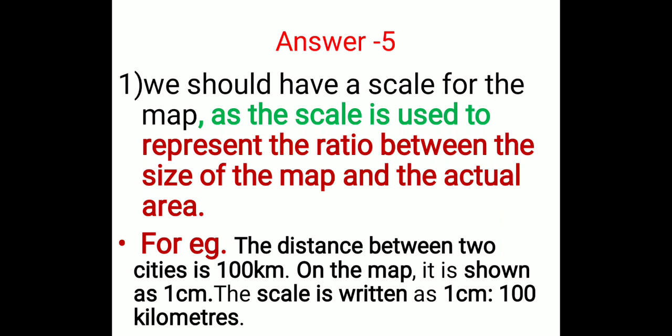Now you understood how a scale is representing the ratio between the size of the map and the actual area. This is how a scale is used: the actual distance is 100 kilometers, but on the map it is shown as 1 centimeter only, and on the scale it is written that 1 centimeter ratio 100 kilometers. That means 1 centimeter on the map is equal to 100 kilometers on the actual area of that particular region.